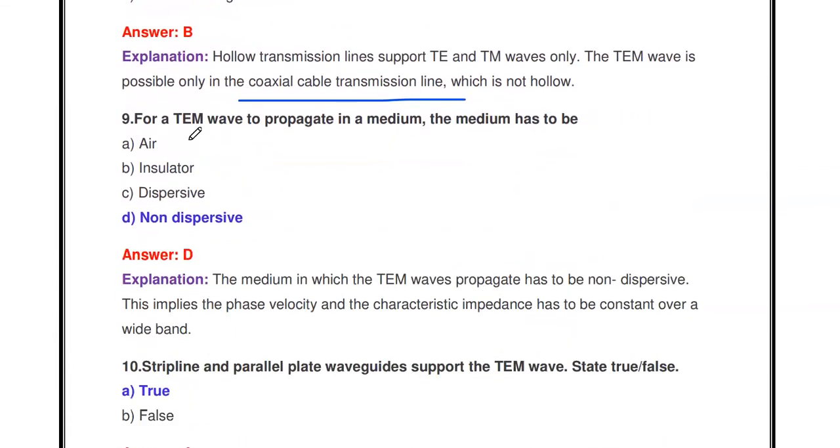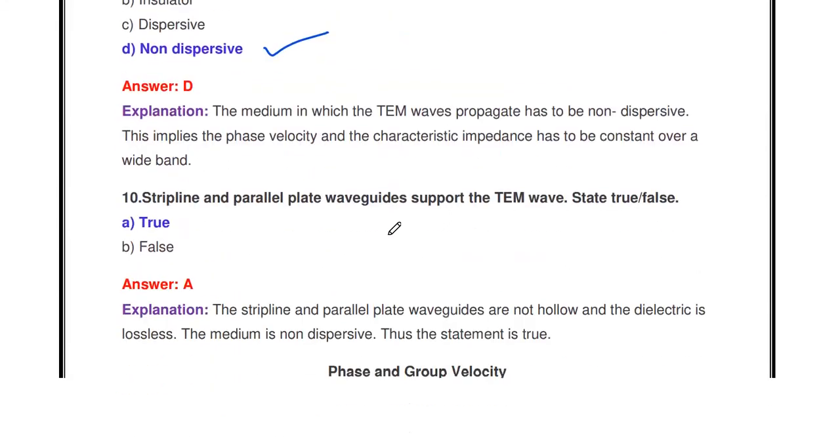Then the next one: for a TEM wave to propagate in a medium, the medium has to be dash. Okay. So for the TEM wave to propagate in a particular medium, the medium has to be air, insulator, dispersive, or non-dispersive. The medium has to be non-dispersive. The medium in which the TEM wave propagates has to be non-dispersive. Okay. In that medium only the TEM wave is propagating.